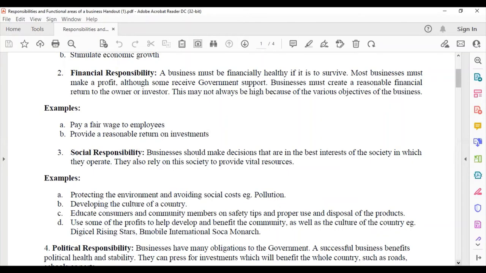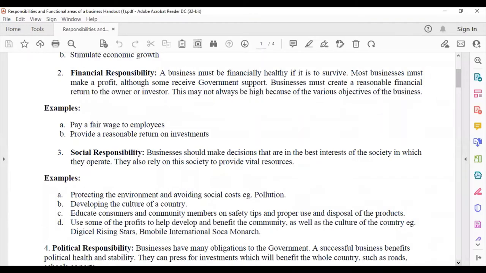So like right now, I know businesses can access grants from the government. And you know, of course, they have terms and agreements to pay back that particular loan or whatever in a space of time, right? So we have that. Businesses must create a reasonable financial return for the owner or the investor. So when we talk about a reasonable financial return, we're talking about you invest your money and you must be able to get back something. All right, so that's what we're talking about. What are you going to get back?